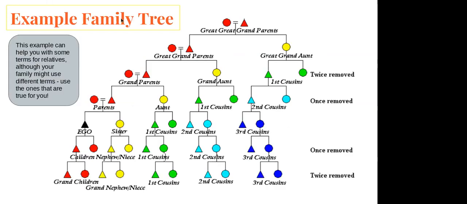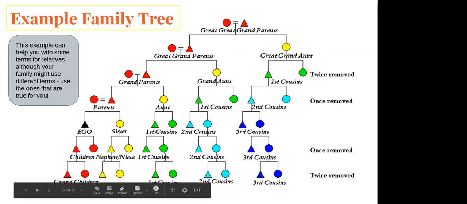And here we have another example, right? This example can help you with some terms for relatives. If you've ever heard somebody say in a movie or a show, or when you're reading something, "Oh, this is my first cousin twice removed," this kind of diagram shows how we tell what those mean. Because we have second cousins, third cousins, once removed, twice removed. So this would be an example of how to find what that means.